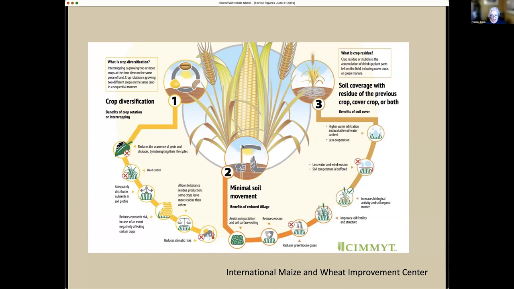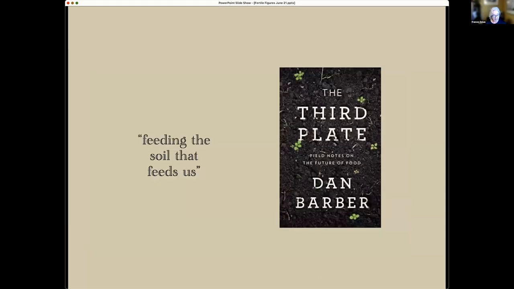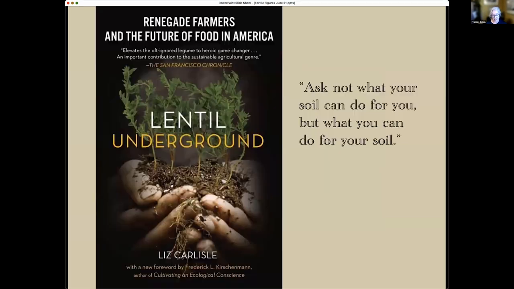As a consequence, chefs and farmers are working to build appetites for these soil-enhancing crops and to find innovative ways of using them. In his book, The Third Plate: Field Notes on the Future of Food, the chef Dan Barber asserts that we need to cook with and for the whole farm and eat the diversity of polyculture, particularly those crops that farmers need to grow to aerate and enrich their soils, thereby feeding the soil that feeds us. As Liz Carlisle puts it in Lentil Underground, ask not what your soil can do for you, but what you can do for your soil.